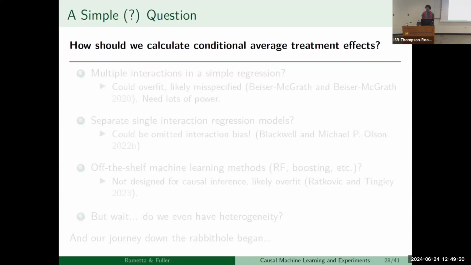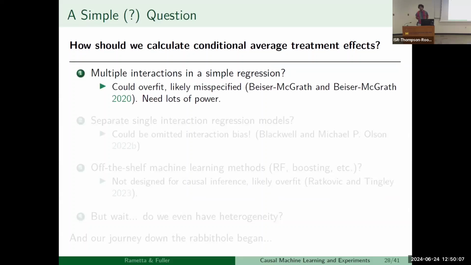So again, we have another simple question, as we did in the first chunk. How should we calculate conditional average treatment effects? I'm sure if you ask any given experimentalist, they're going to have a different answer. So the first one is, okay, well, how about we just interact all of our covariates that we're interested in with our treatment assignment, right? And just see what pops up, see what's statistically significant, see what the coefficient sizes are, right? Well, that's a bad idea. Could very easily overfit to your data. It's most likely misspecified because we don't actually know the true data generating process under here.